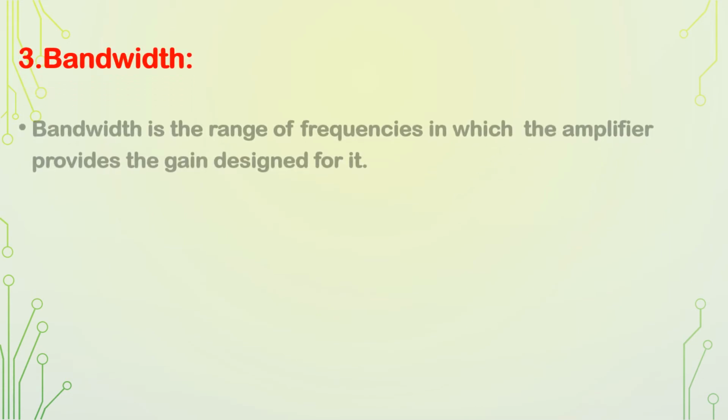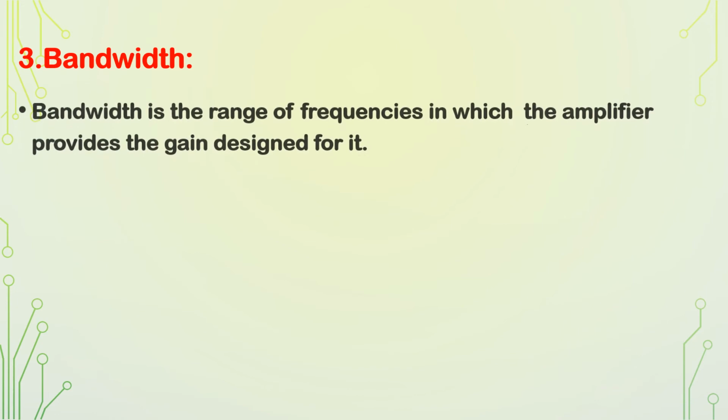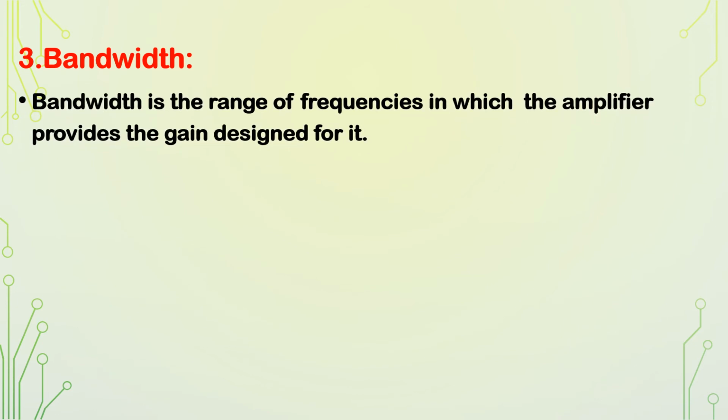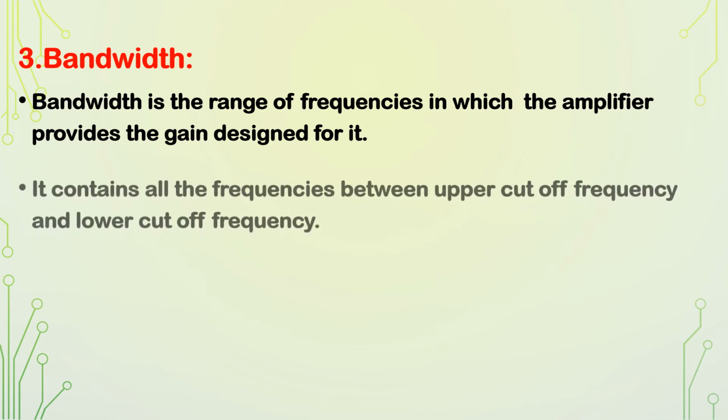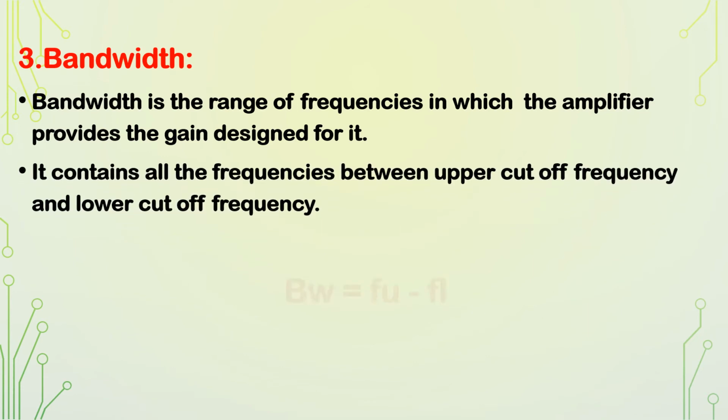Now the last one is the bandwidth, which is the range of frequencies in which the amplifier provides the gain designed for it. Okay, it contains all the frequencies between the upper cutoff frequency and lower cutoff frequency. That is, bandwidth is equal to FU minus FL, that is, upper cutoff frequency minus lower cutoff frequency.